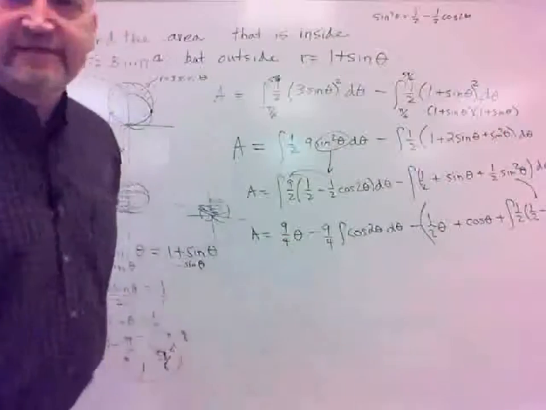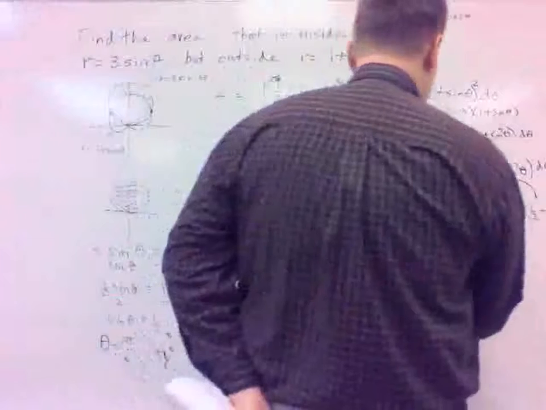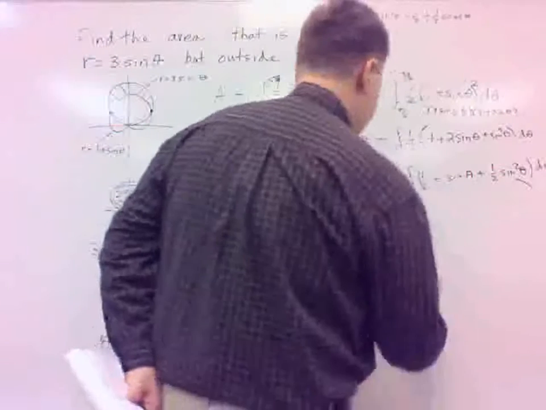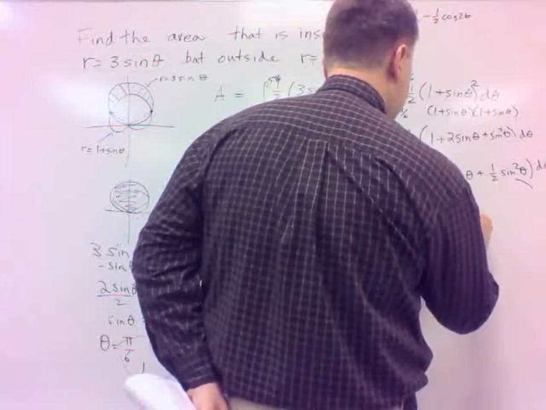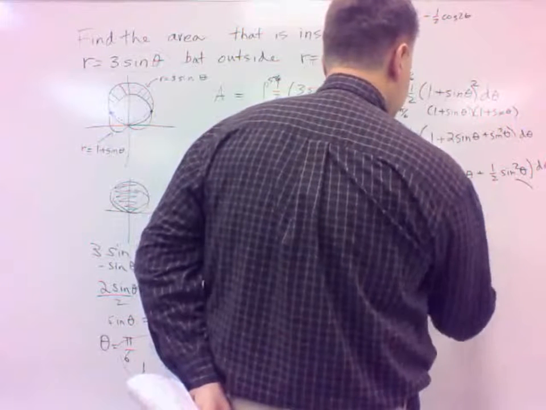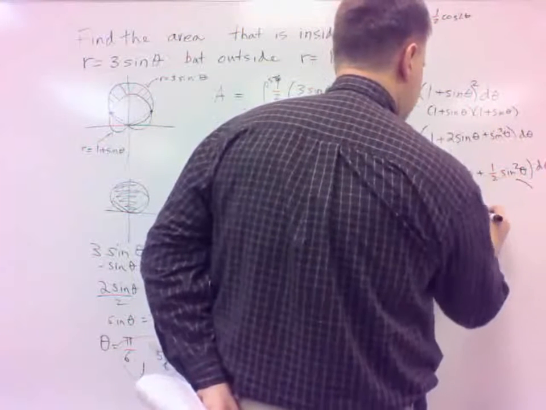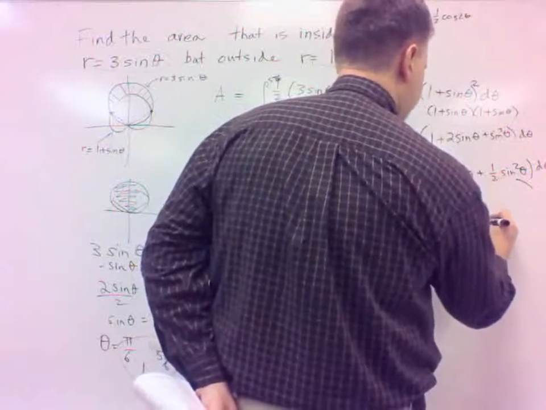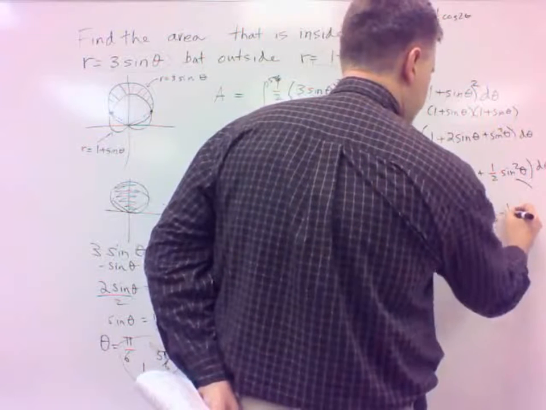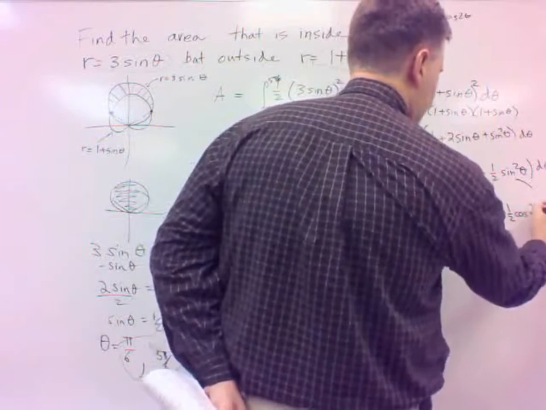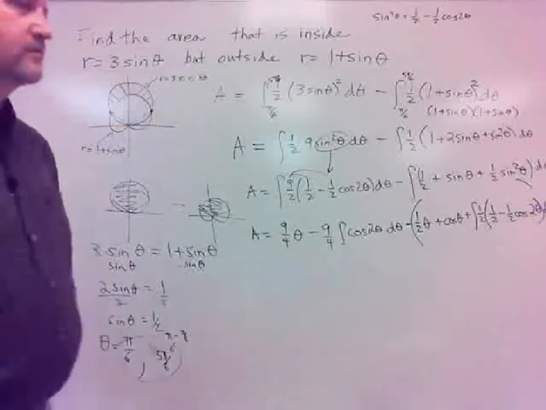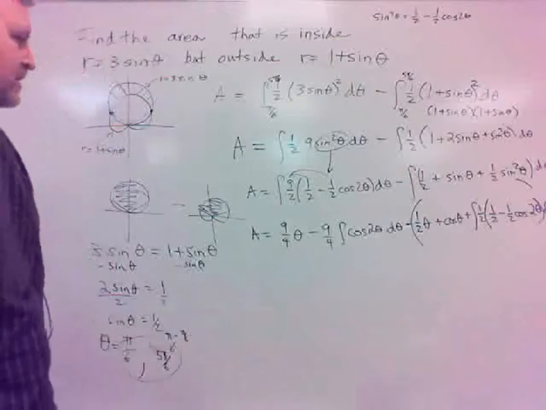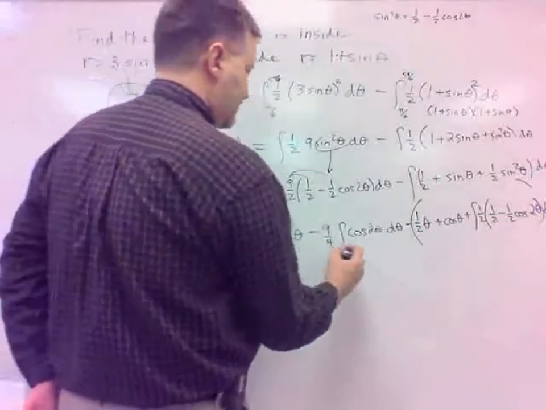I lost my room here. All right, let's squeeze it in. Minus a half theta plus cosine theta. And then this is the integral of a half times a half minus a half cosine 2 theta. Close enough.